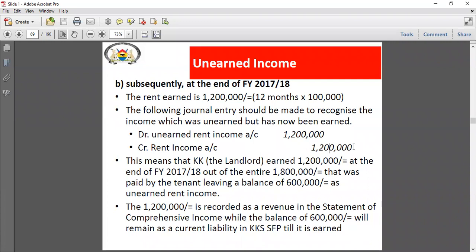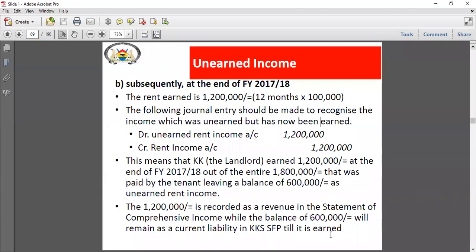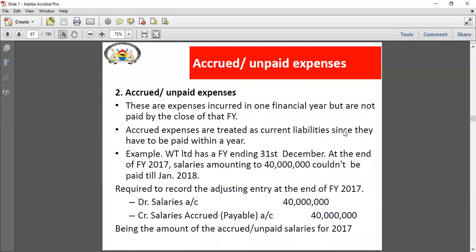So it means that this has been earned for the year. Any balance, remember our earned income got 1.8 when we are paying the amount of money. If we are going ahead to recognize 1.2 at the end of the year, it will remain with 600,000 under our unearned rent. That 600,000 will now relate to a liability. So we shall have a liability within our books.